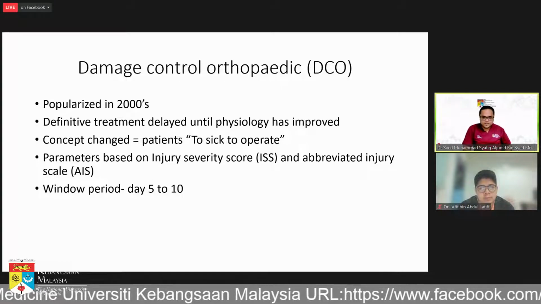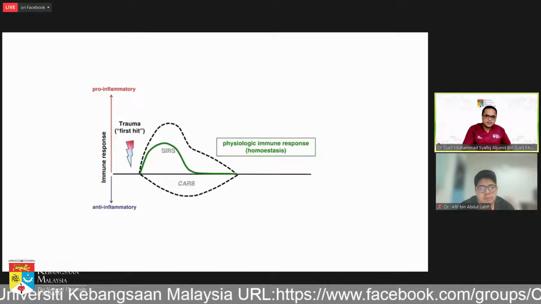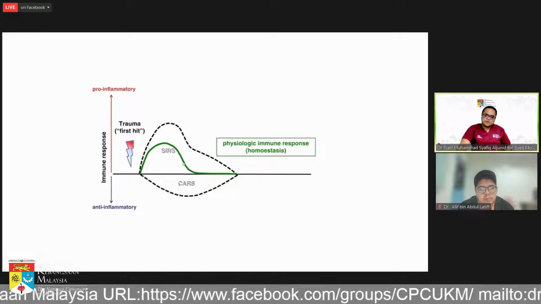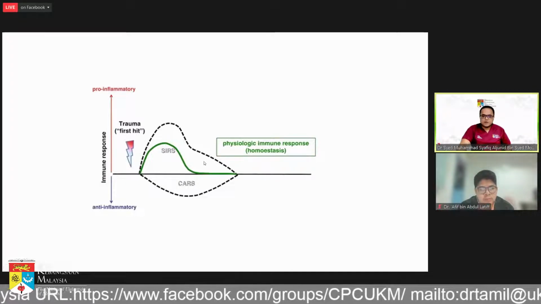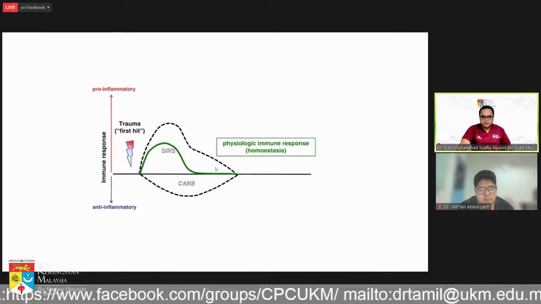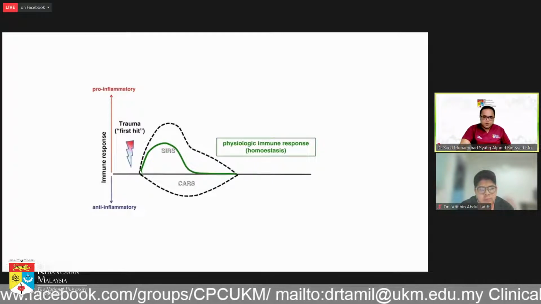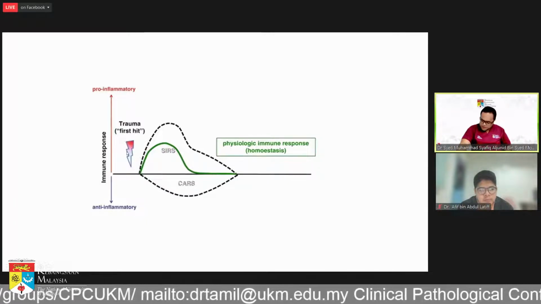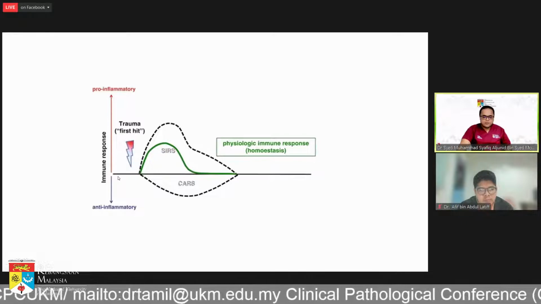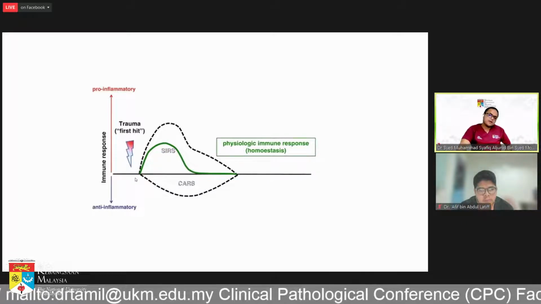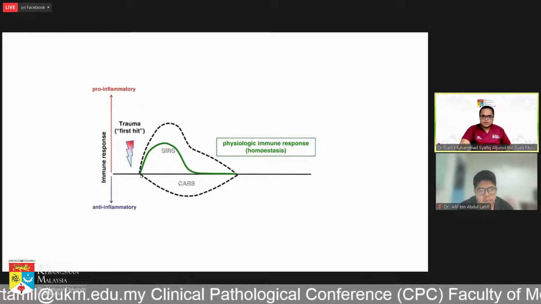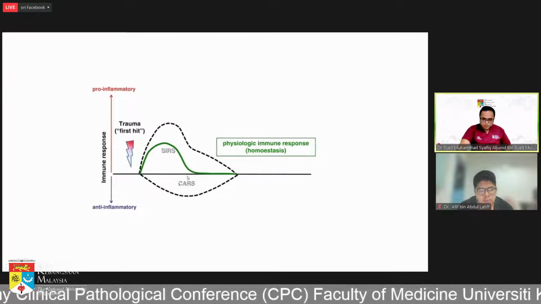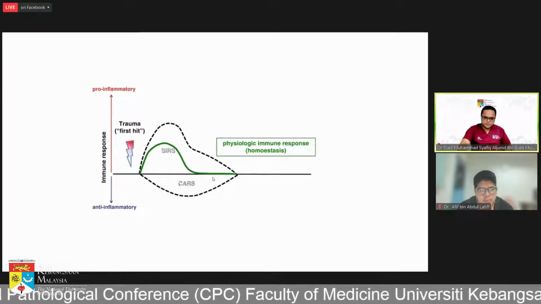So if you study the chart, the SIRS actually would reduce on day 5 to day 10. So this is your window period for your definitive treatment. During the first trauma, the simplest thing we can do is to stabilize the fracture, if possible, using an external fixator or any temporary stabilization device. Then we wait until day 5 to day 10, within this window period, to plan and do our definitive fixation.